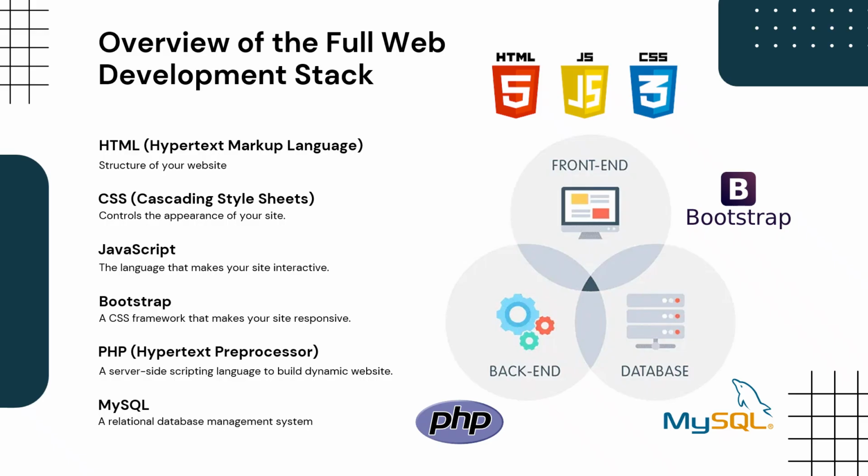So first, there's HTML, hypertext markup language, and this is the structure of your website. This is what's going to define the content on the page, such as headings, paragraphs, links, and images. Then you're going to have CSS, cascading style sheets, and this is what controls the appearance of your site. It allows you to style colors, fonts, layouts, and spacing of different elements on your website.